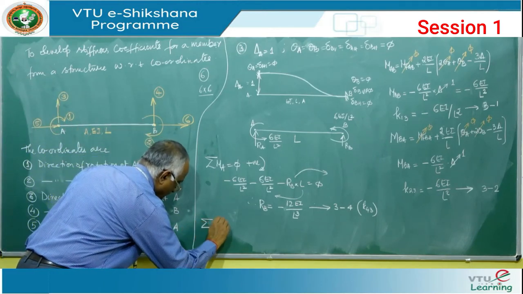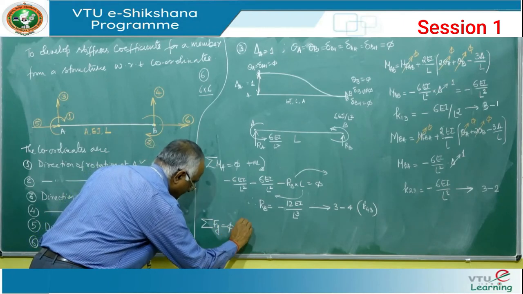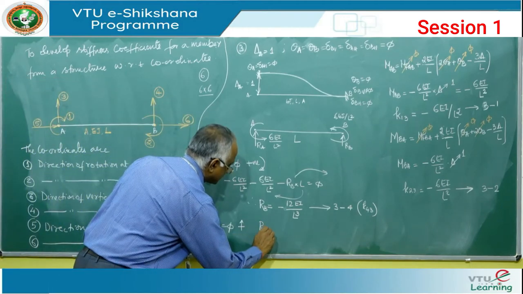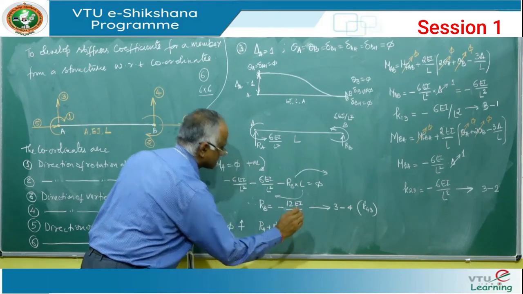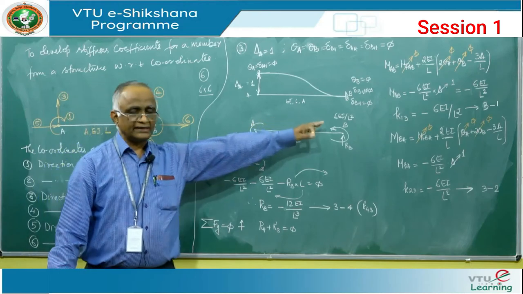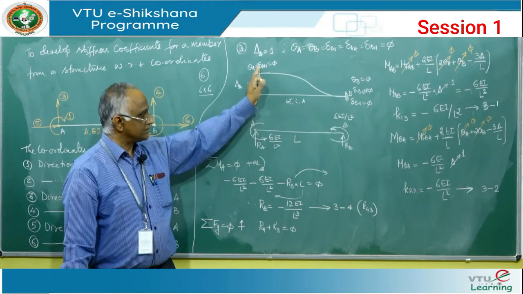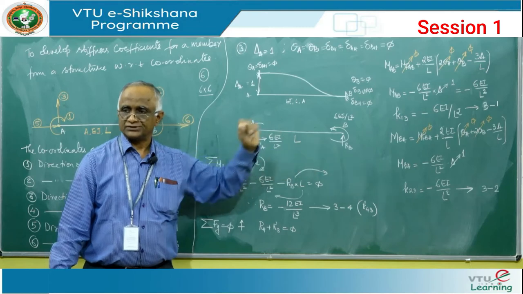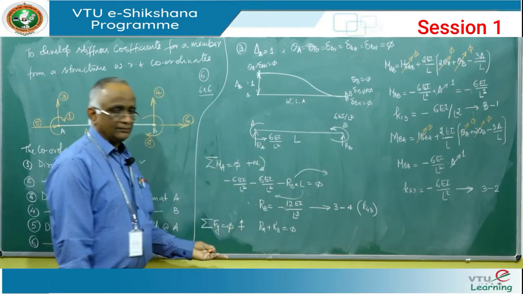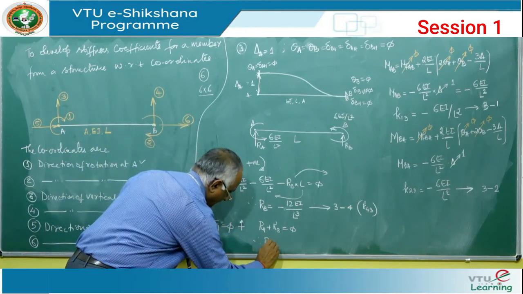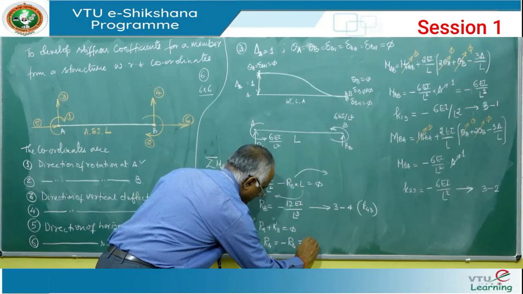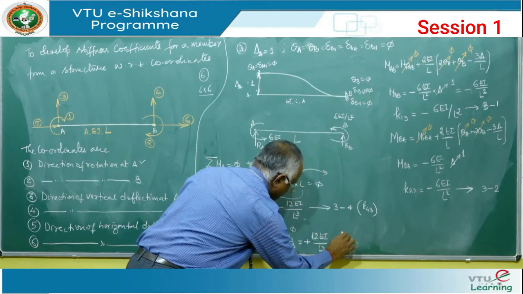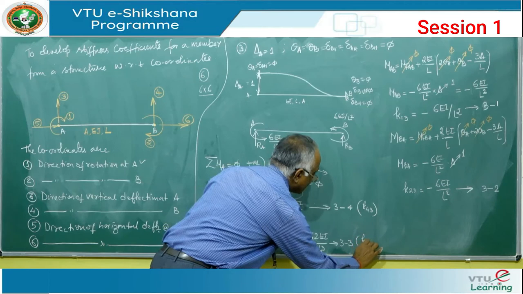Use the other equation, sigma Fy equal to 0, positive for vertical forces upwards. You have RA plus RB should be equal to 0. I don't have any load vertically applied on this member. Except this displacement, you don't have any other load. So RA should be equal to RB, only the difference is it is opposite to RB. So RB is minus, so RA will become plus. Therefore here RA will be equal to minus of RB, that is equal to plus 12EI divided by L cube, that is K33.